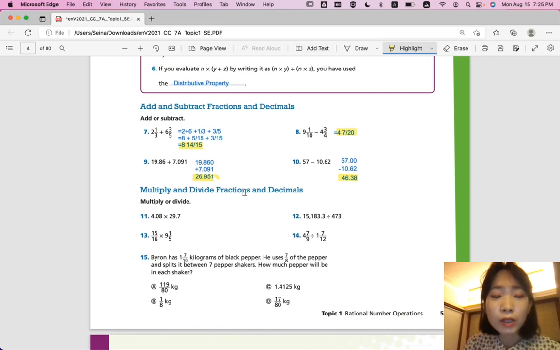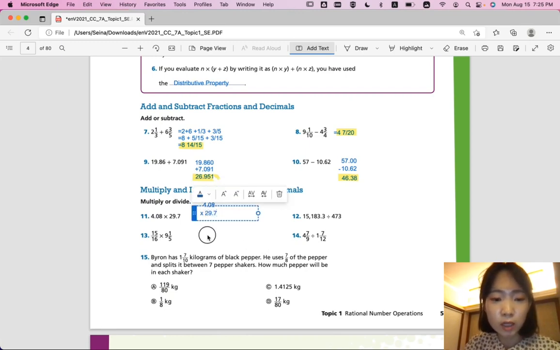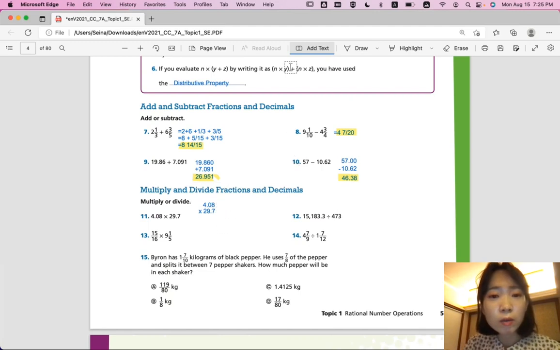So when you multiply your decimals, make sure you count the decimal places. You do not have to line up the decimal places, but you would multiply them as you would a whole number. Times 29.7. You don't have to line them up, but you can line them up by digits. This has 2 decimal places, and this 29.7 has 1 decimal place. So your answer should have 3 decimal places total.